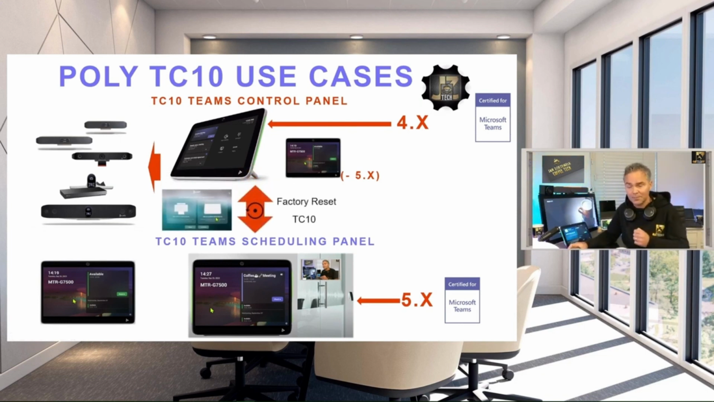Because that is possible, but you have to do a factory reset. Because if you do a factory reset, it will prompt you again with the out-of-box wizard, and that is to pair it up with the Studio X or to use it as a standalone scheduling panel. So that is, I think, a really nice one, and we'll give you some tips and tricks if you want to switch between the two.